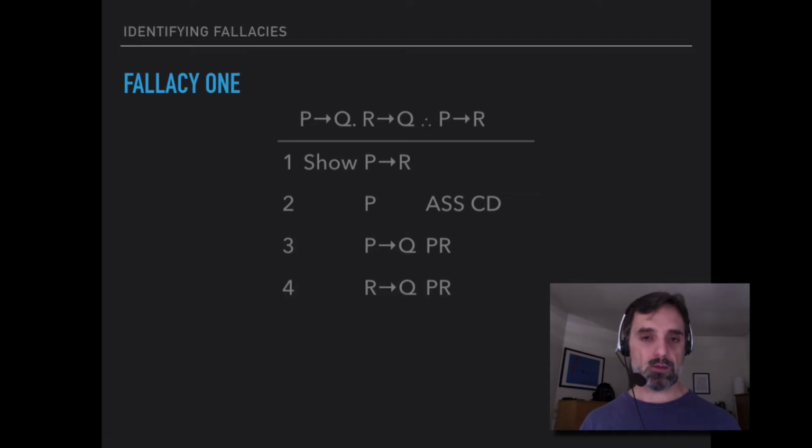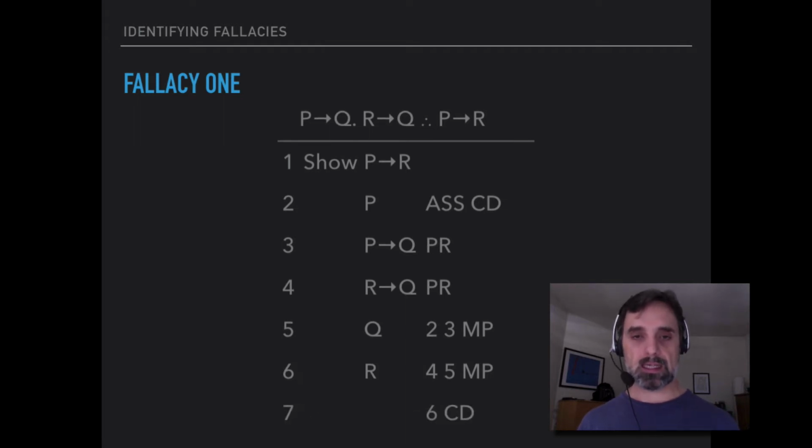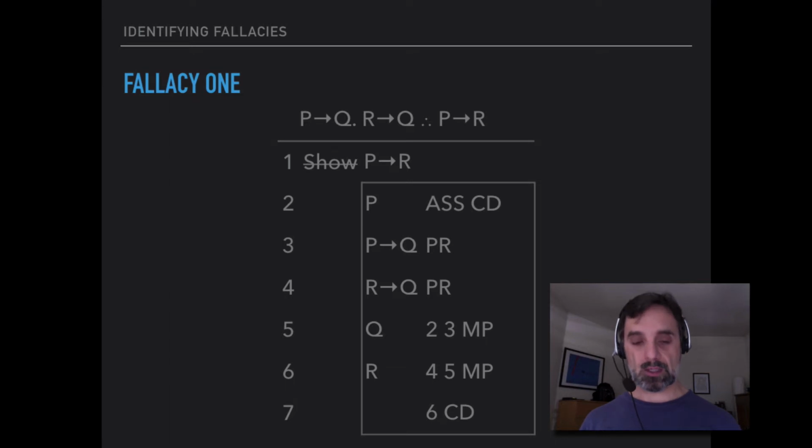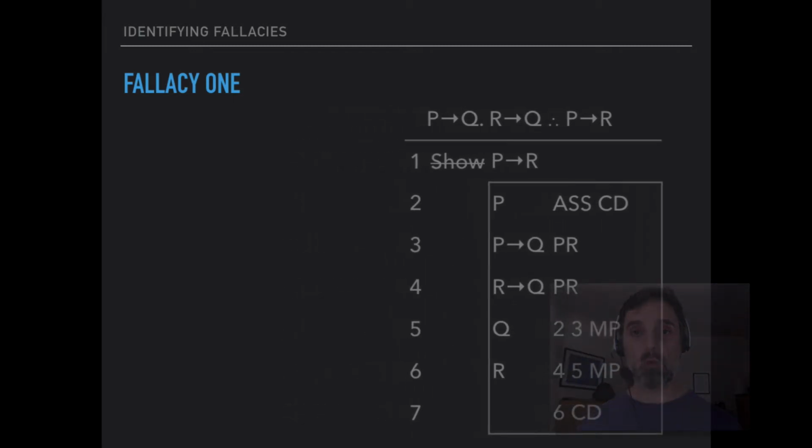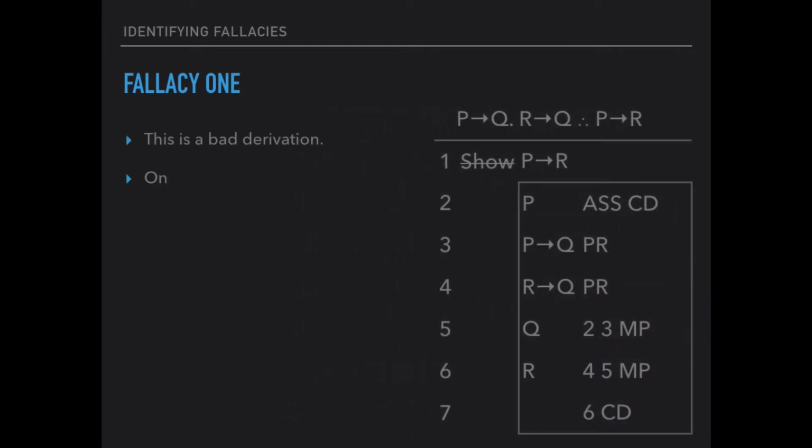We then look at 2 and 3 and we apply modus ponens. We then look at 4 and 5 and we apply modus ponens again. We think, aha, I've gotten to the consequent of what I'm trying to show, which is R, and so I can apply CD, and that will let me box and cancel. Okay, so there is a fallacy here. One of these steps is mistaken. We want to identify which one. Where is the fallacy? So, which line do you think it is?